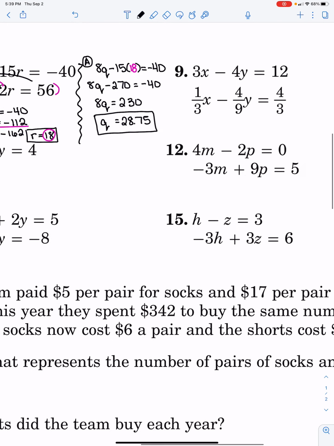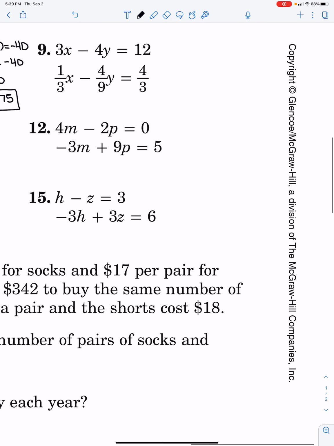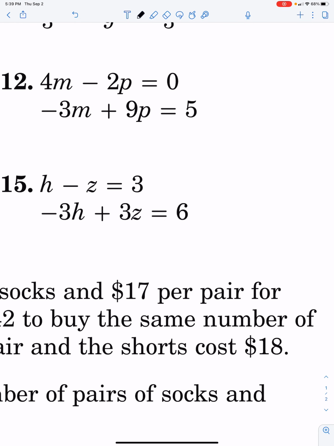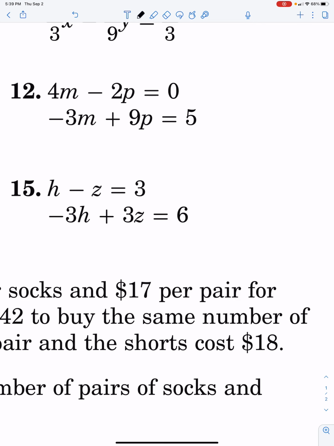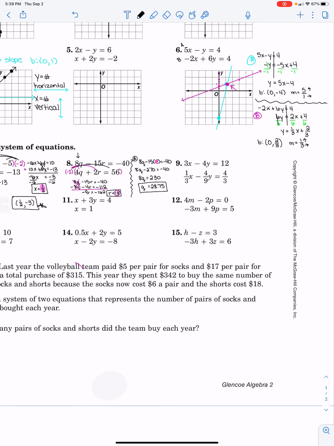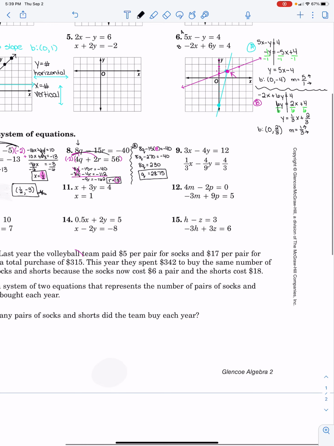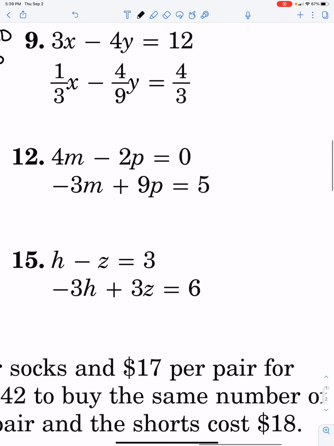All right, so I'm going to go on and do one more. I'm going to do number 15. You know what, actually, so that I make sure I cover them all, I'm going to do number 12. And I'm going to do number 12 because if you notice, there's nothing that I can multiply 3 by to make it 4, and there's nothing that I can multiply 2 by to make it 9. So this is one of those examples like we reviewed in class, where we're going to have to change both equations. So I'm going to try to cancel out the m's.